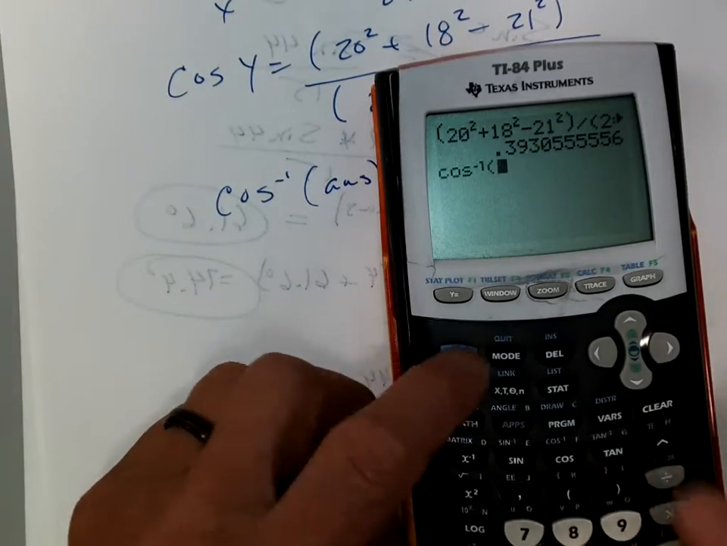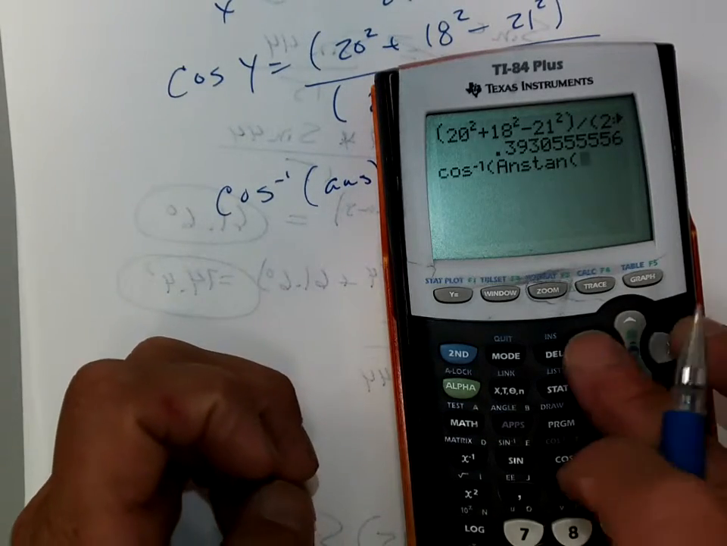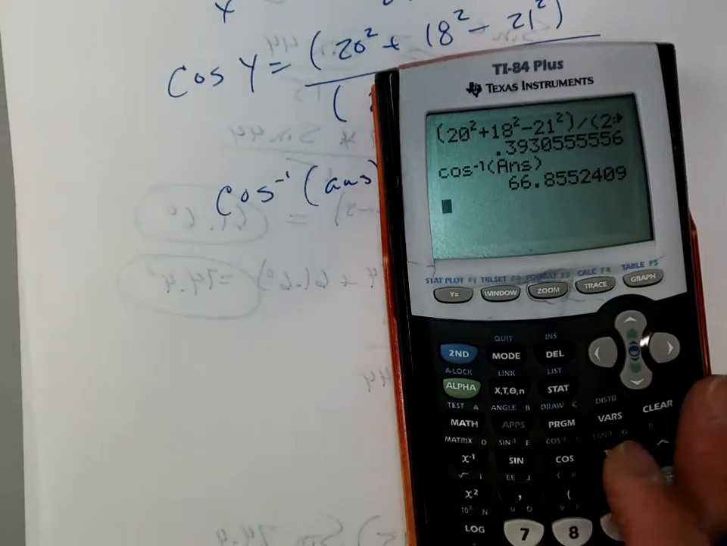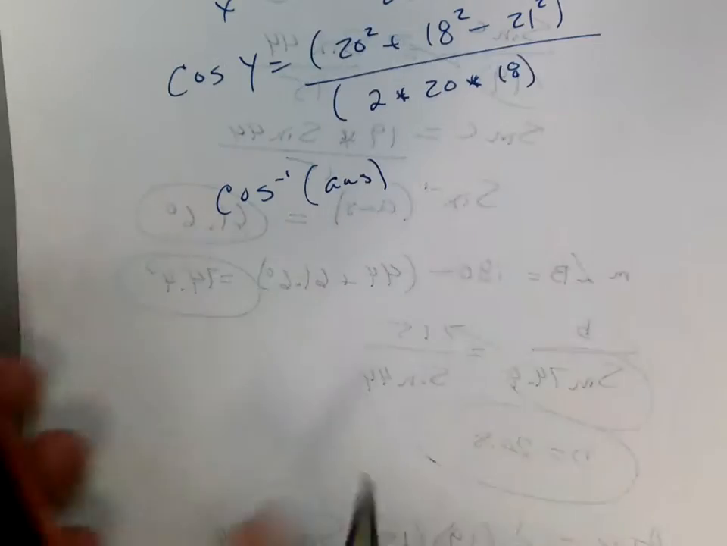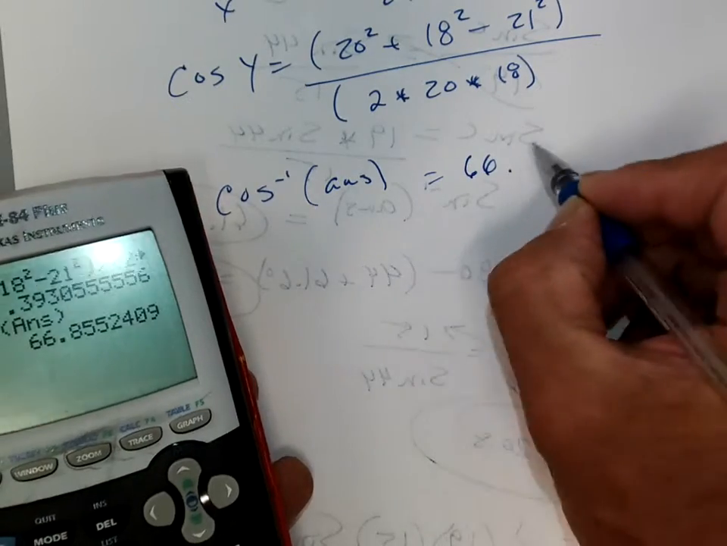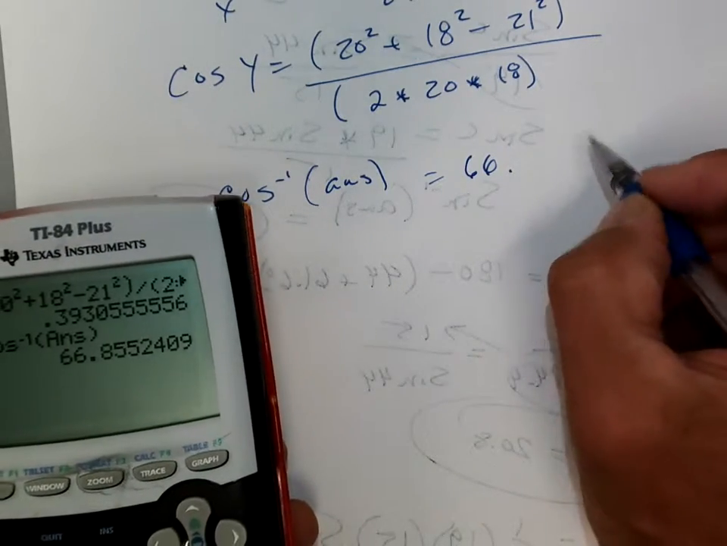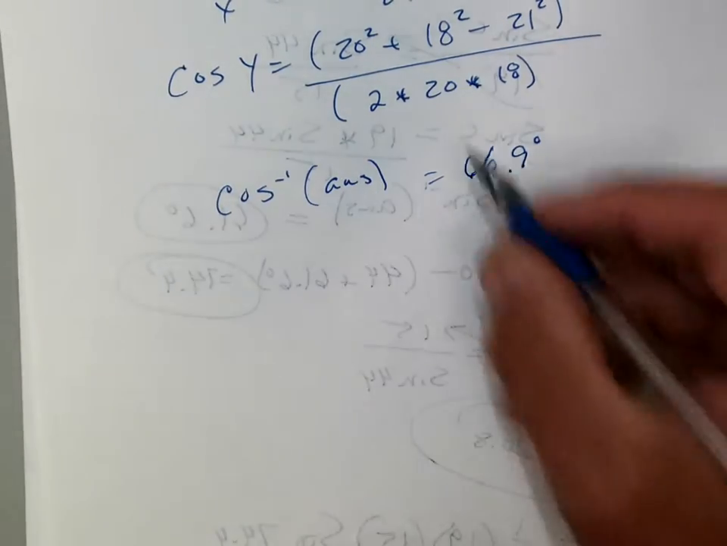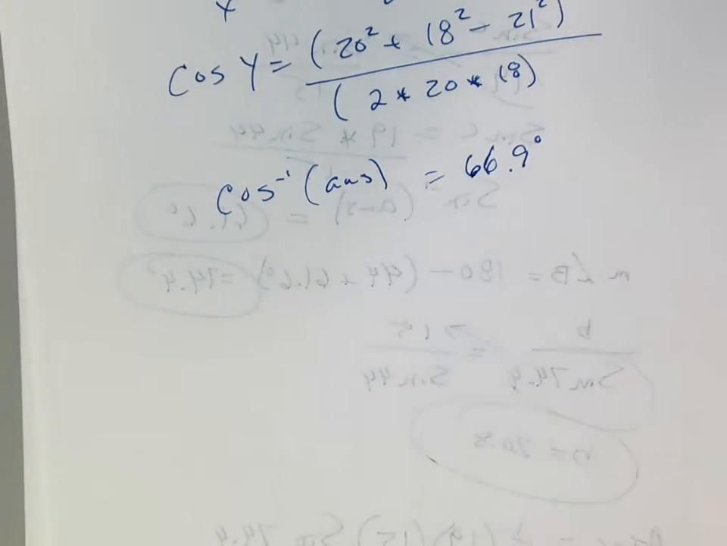Cosine inverse of that answer, and I get an answer of about 66.8586, 66.86, but nearest tenth, how about 66.9 degrees, okay? And actually, there's a point where I round to the nearest tenth, so I've already lost some accuracy, right? But it's going to be good enough for what I want, okay?